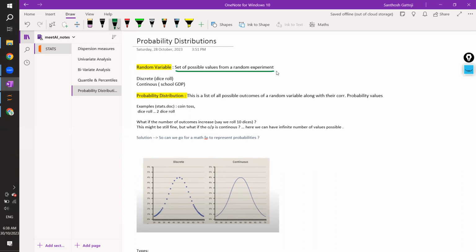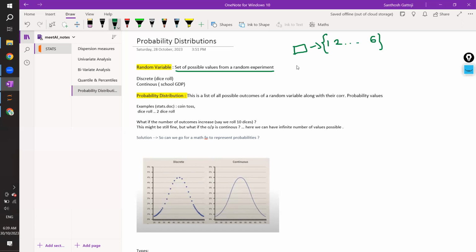Now, for example, take a dice roll. You will have a dice, right? How many numbers will be there? From 1 to 6 you have. Agree? So if rolling a dice is a random experiment, then the set of these possible values, 1, 2, 3, 4, 5, 6, all these values are the random variable, because you can get anything.